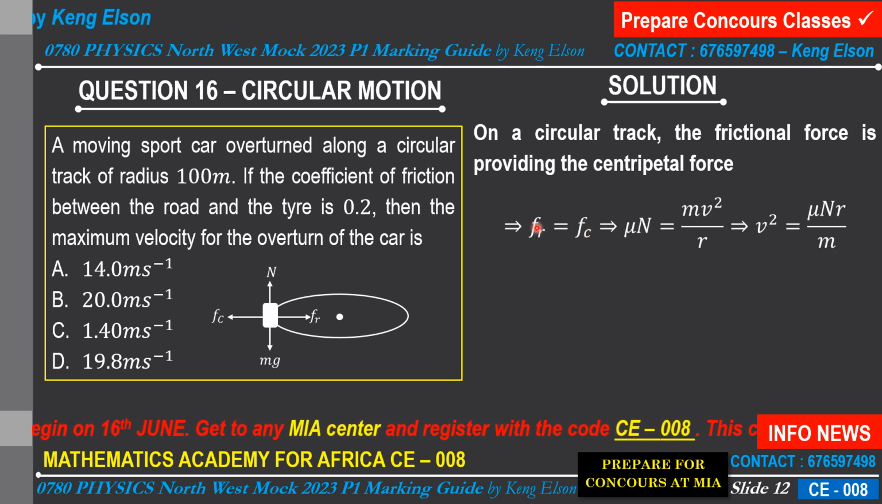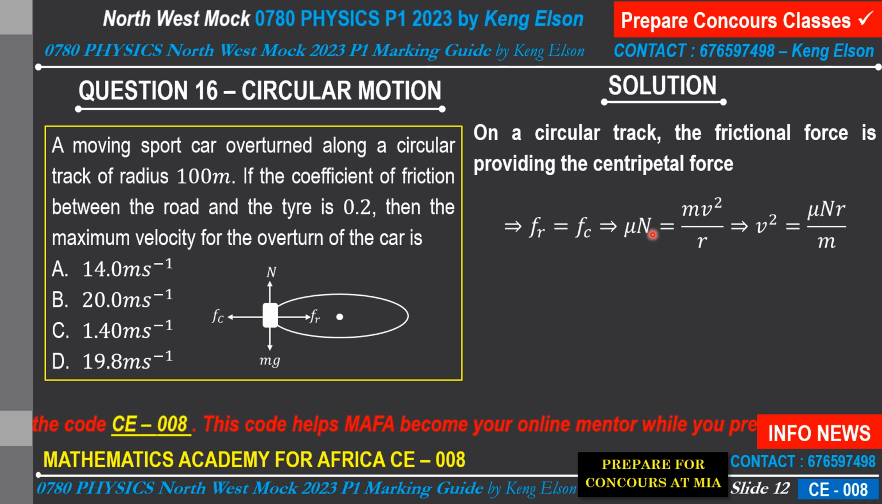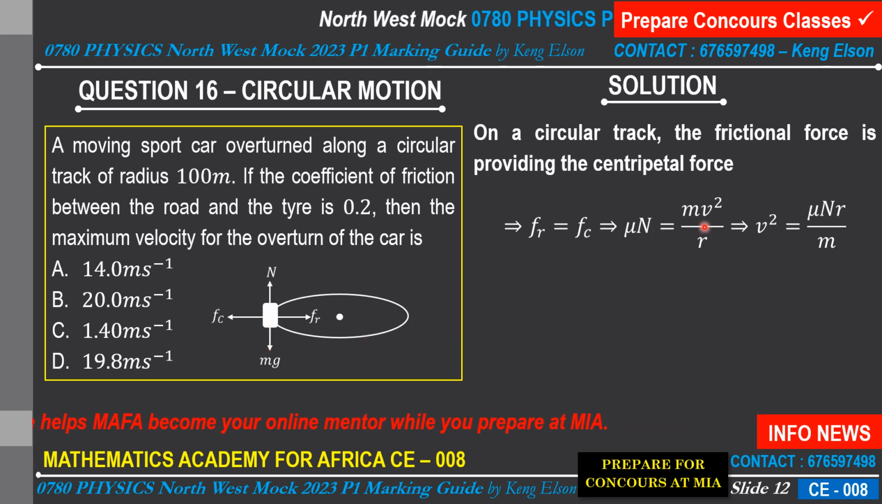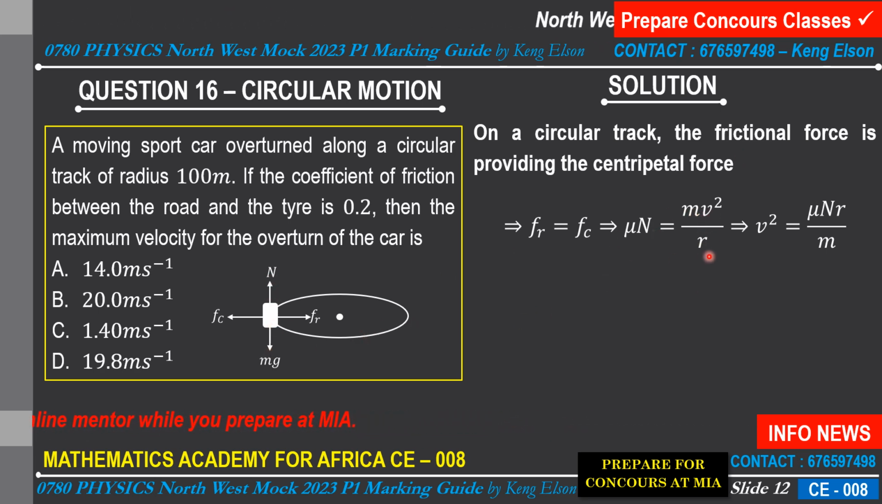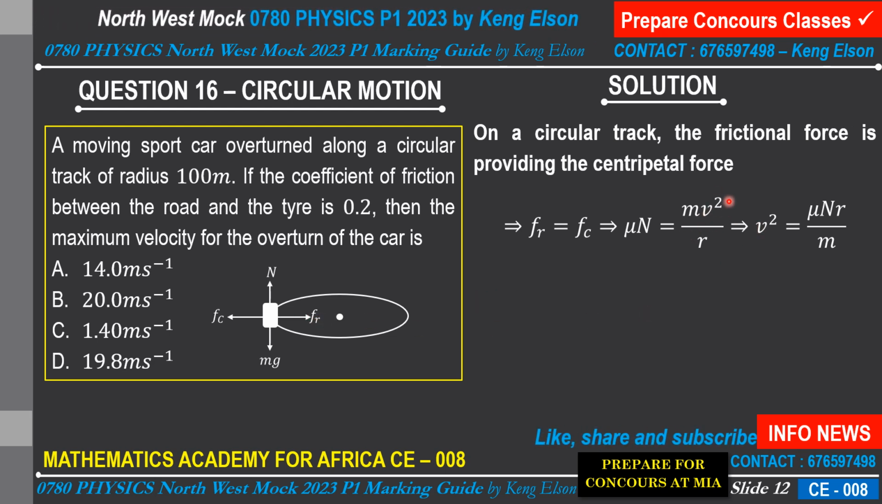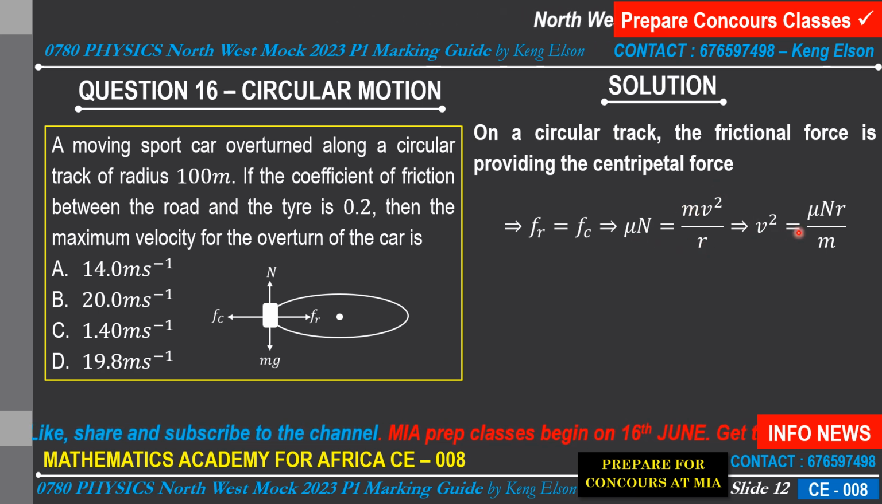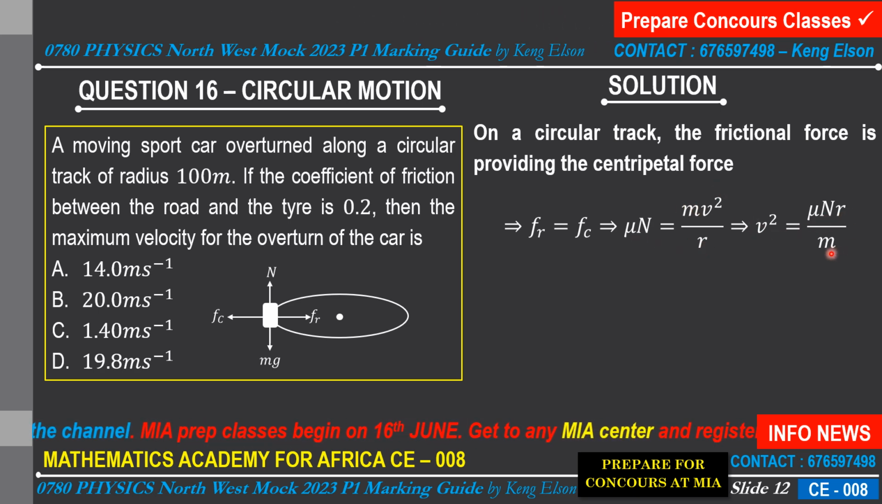So on a circular track, the frictional force is provided by the centripetal force, which means that Fr is equal to Fc. But the frictional force is mu N, where N is the normal reaction and mu is the coefficient of friction, and the centripetal force is mv squared over r. m is the mass of the car, v is the velocity, and r is the radius of the circular track. So making v squared the subject of the formula, we just multiply by r and divide by the mass. v squared becomes mu N r over m.